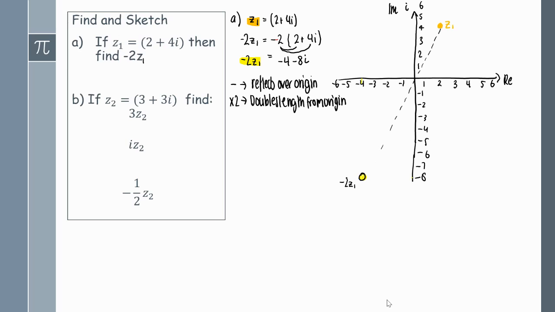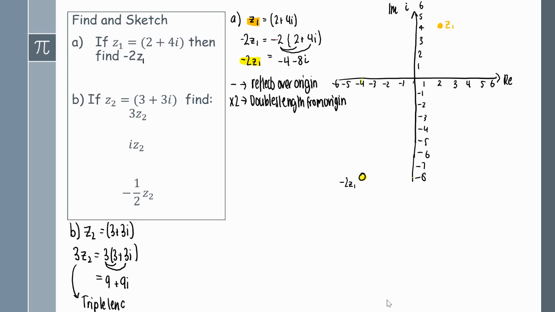Let's use the same process to do part B. So firstly, we're trying to find 3 times z2, where z2 is 3 plus 3i. Again, distribute like normal. We'll get 3 times 3 is 9, and then 3 times 3i will just be 9i. Notice that this will triple the length of z2 from the origin, but it will be in the same direction as z2 because there's no negative there.